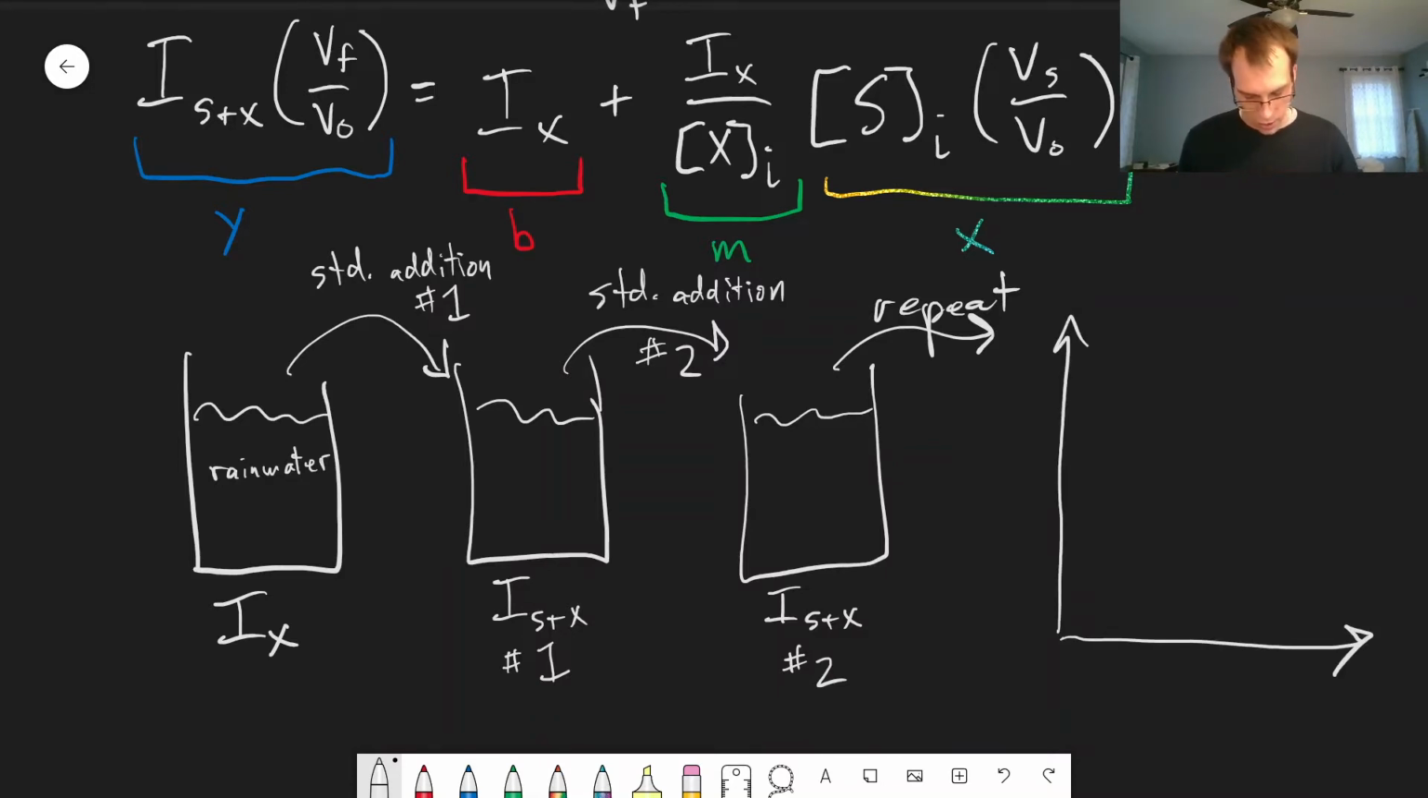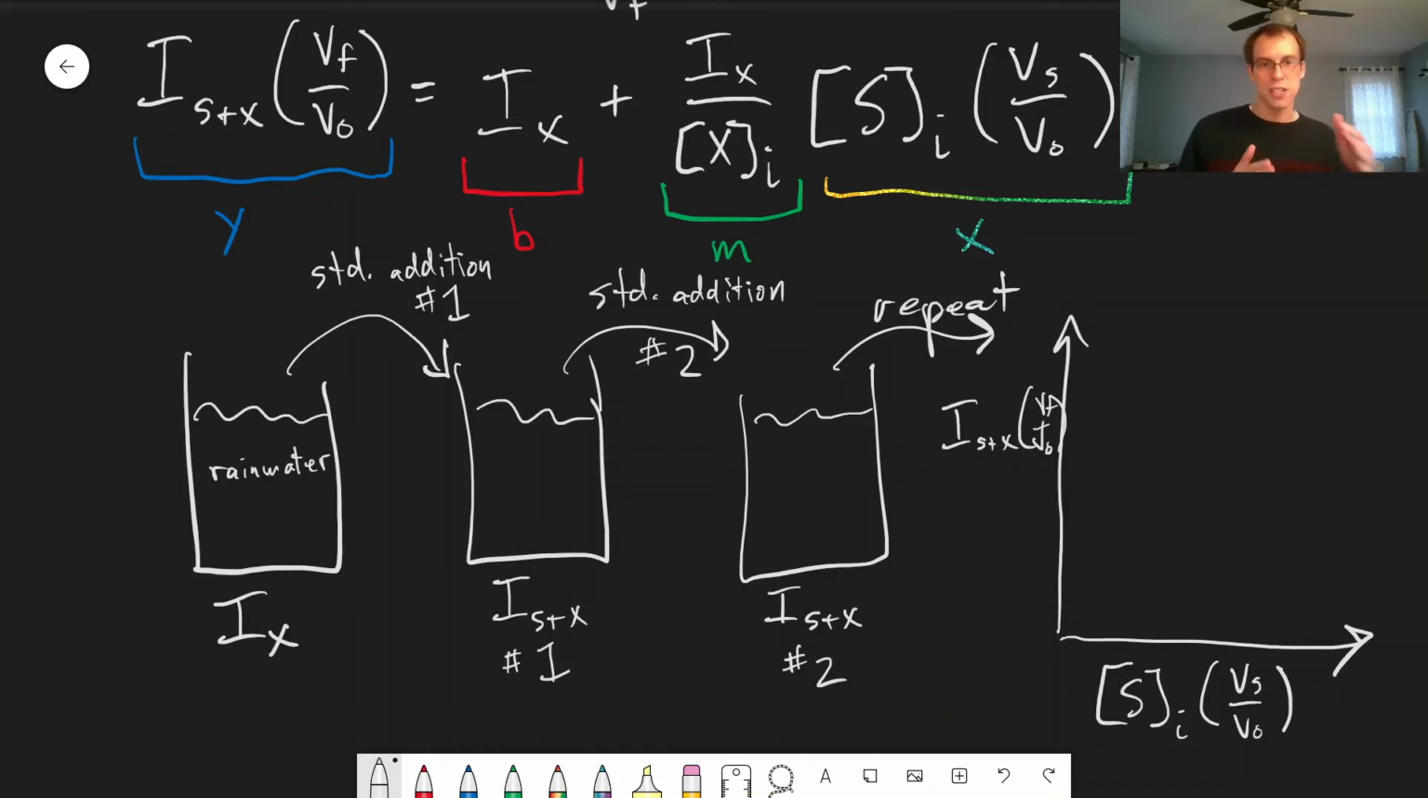And what that will give us is we can then go ahead and make a plot where, on our y-axis, we have all the different I_S+X values times VF over V naught. So the V naught will be the same and the VF keeps increasing as we keep adding more points. And then on the x-axis, we plot what we've defined as x up here, our concentration of standard times Vs over V naught. So again, Vs is going to keep changing as we do this, right? As we add more standard, the amount of standard we've added keeps increasing.